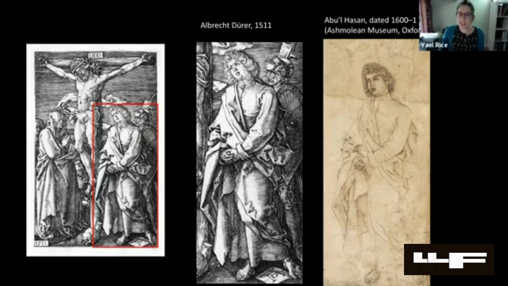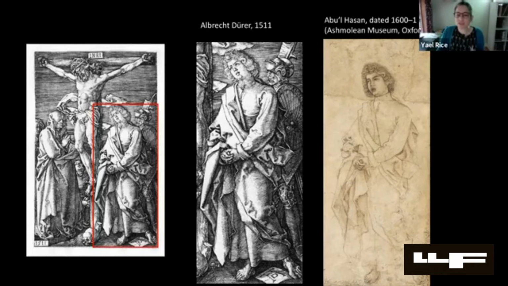And here we're seeing a study of his after a print, an engraving from the Passion series by Albrecht Dürer, right? And I've kind of pulled out the detail of St. John the Evangelist, who is the figure that Abul Hassan has reproduced here on the right. And I want you in particular to take note of the fact that what seems to really interest Abul Hassan is Albrecht Dürer's use of line. And of course, engraving is a line-based medium.